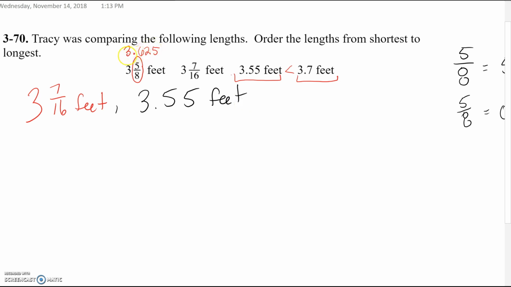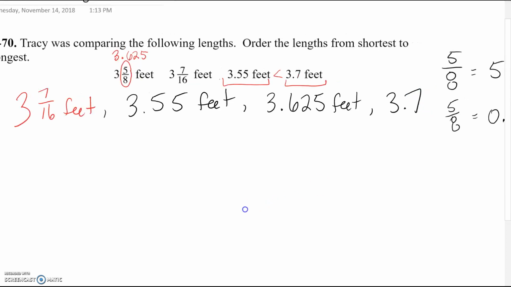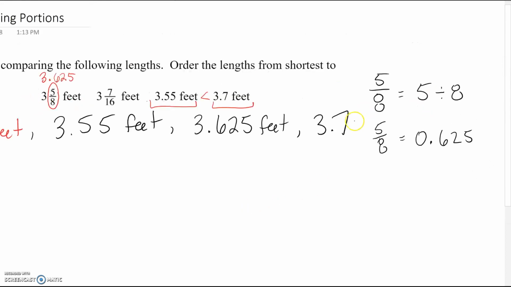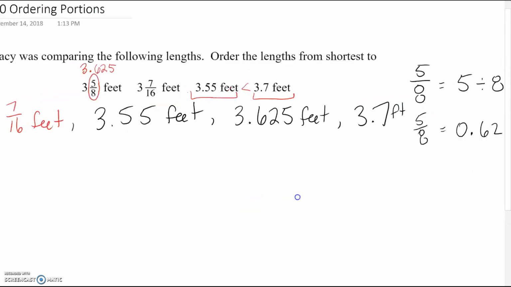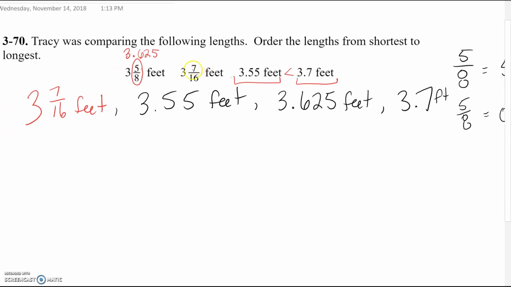Then we're comparing 3 and 6 tenths with 3 and 7 tenths. And I know that 625 thousandths of a foot is going to be less than 3.7 feet. Just squeeze it in there. All right, there you go. So I knew that this was the only fraction that was less than 3.5, and then it just became ordering those 3.